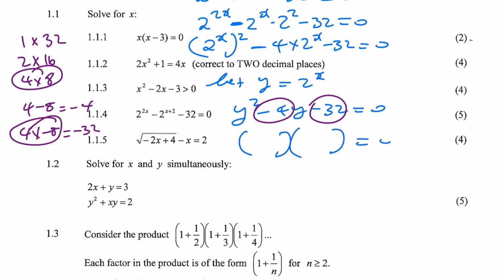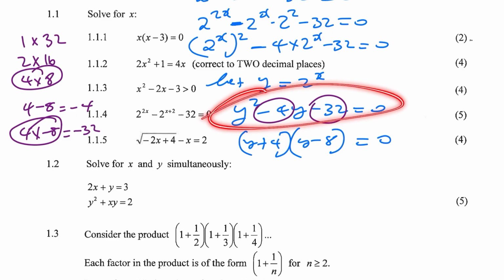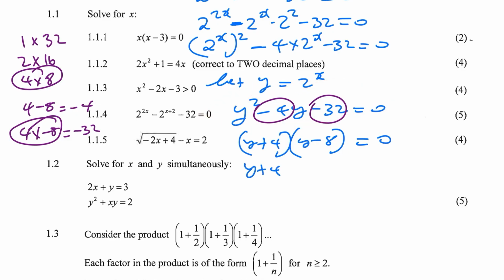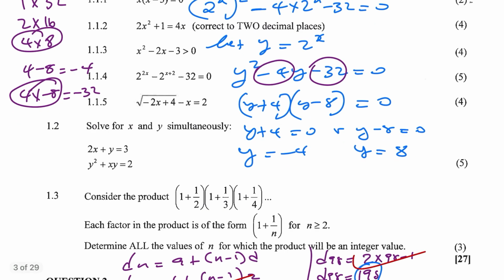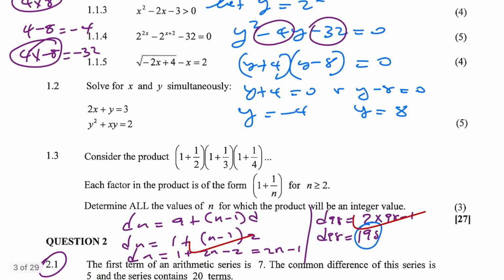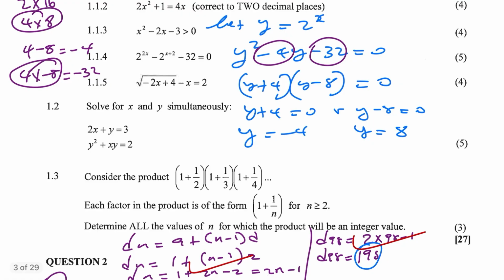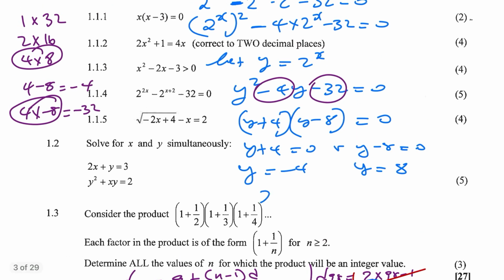So what I'm saying is, if I take y and y, and I add a 4 and minus 8, we should be able to get this answer here. So you get y plus 4 is equal to 0, or y minus 8 is equal to 0. So y is equal to negative 4, y is equal to positive 8. So those are your values, but you're not done.